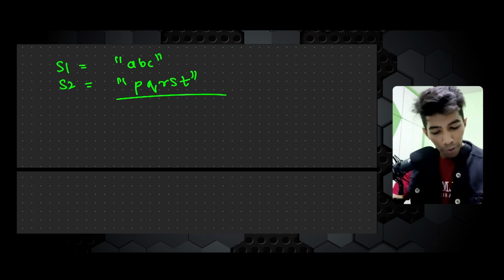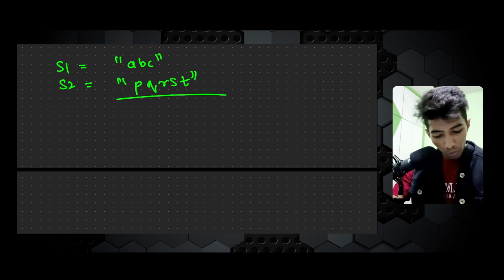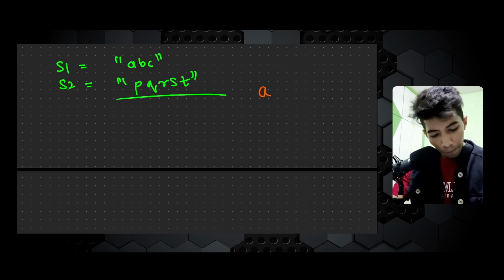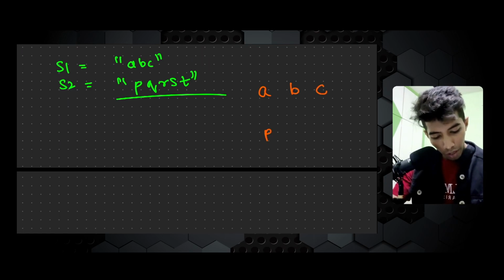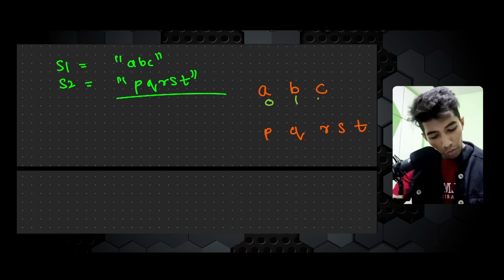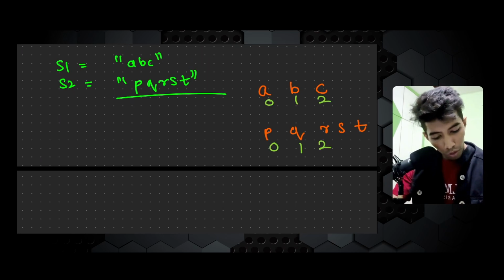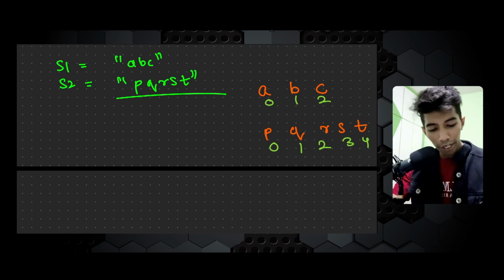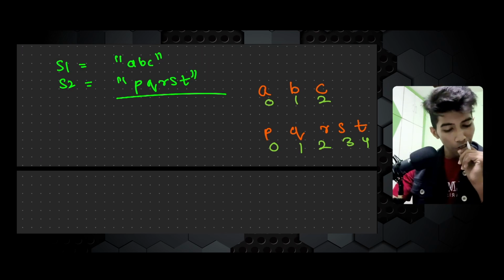What will be my approach to solving this problem? Let's understand. I will write this string first so that you can also understand: 0, 1, 2, 0, 1, 2, 3 and 4. Why I am writing this, I will tell you shortly.